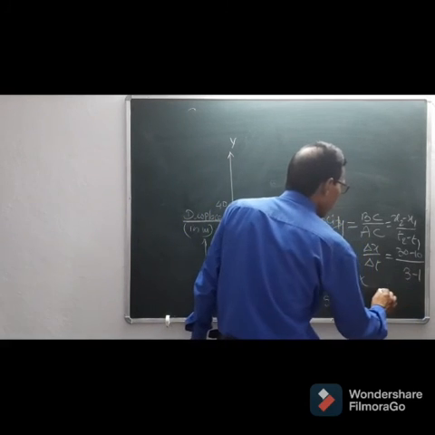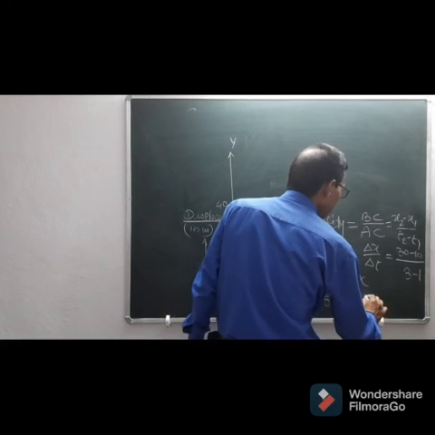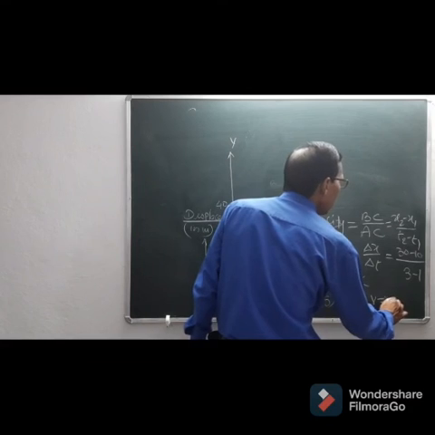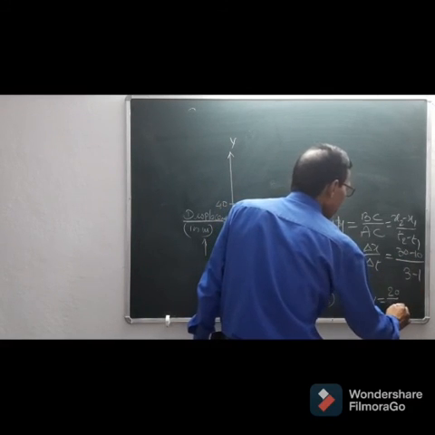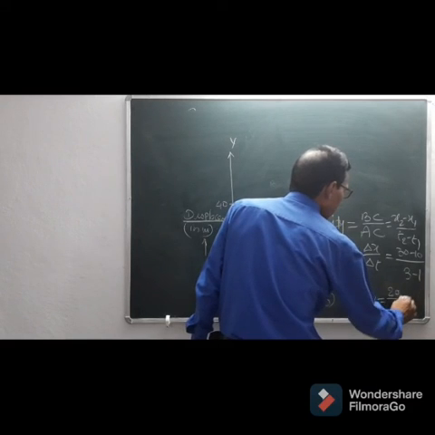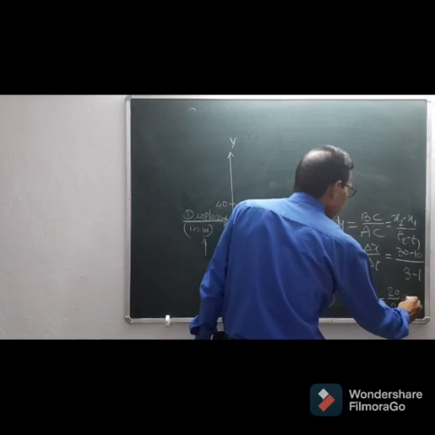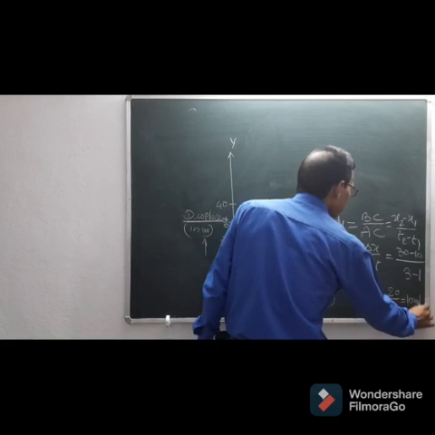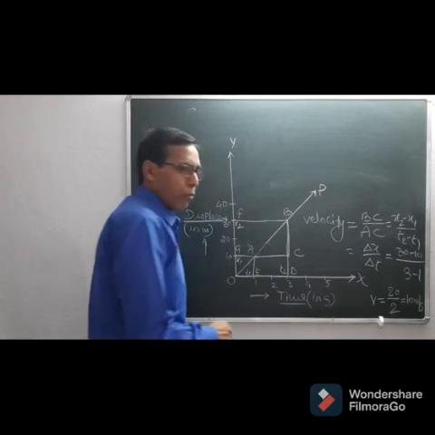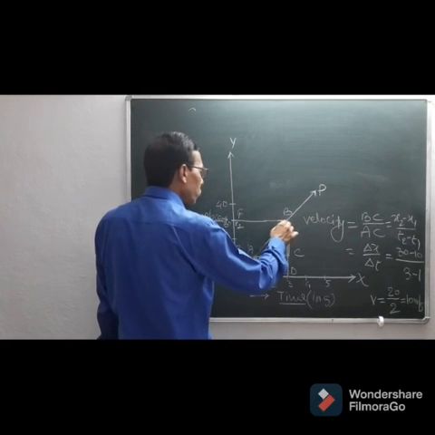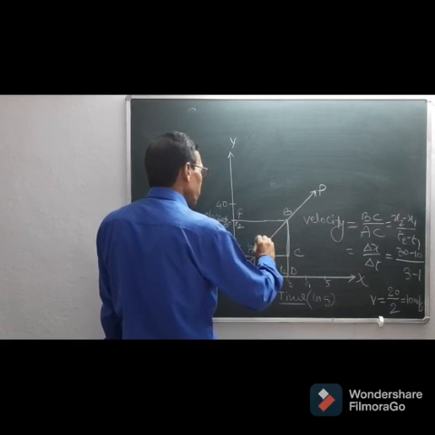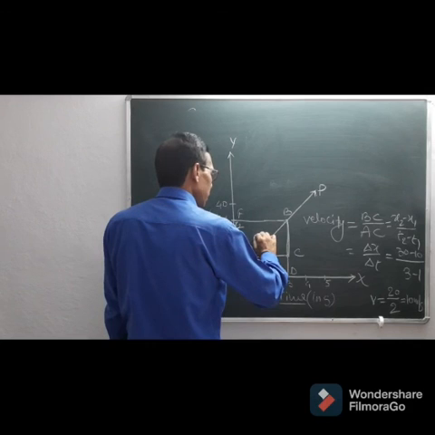So here velocity v is equal to 30 minus 10, that is 20, divided by 3 minus 1, that is 2, which is equal to 10 meter per second. So from this graph we find the velocity, and it is said that the body is moving with uniform velocity, that is 10 meter per second.